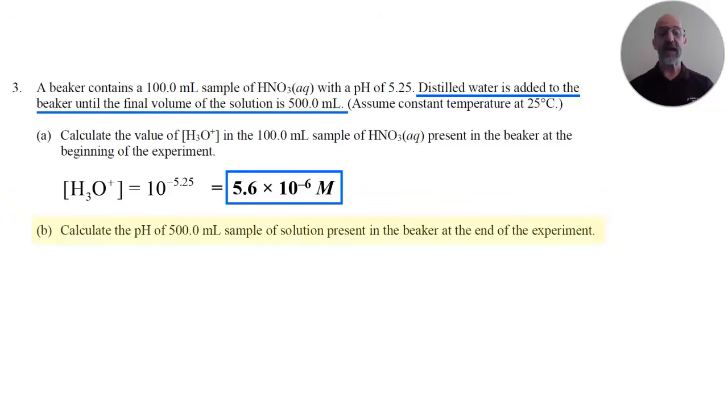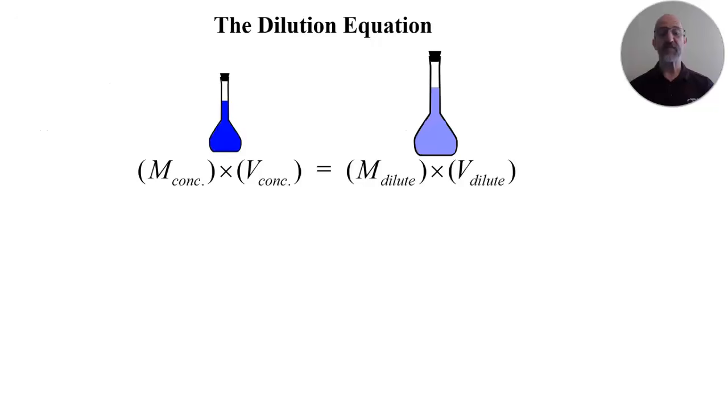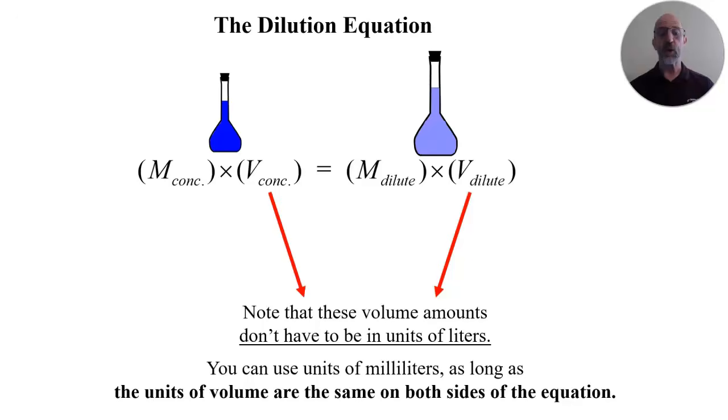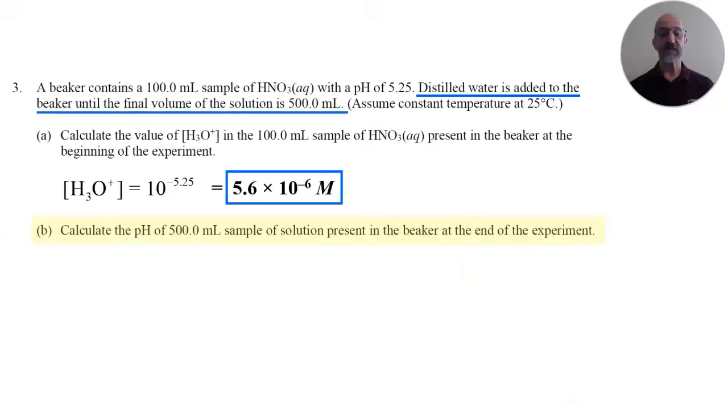So part B, calculate the pH of the 500 milliliter sample of solution present in the beaker at the end of the experiment. And so an easy way to do the calculation in part B is to use something I have mentioned in earlier episodes of AP Chemistry Review and Practice, the dilution equation involving molarity times volume. And then when water is added, you have a new molarity and a new volume. And the volume could either be in milliliters or in liters as long as they have the same unit on both sides of the equation. So M times V equals M times V.